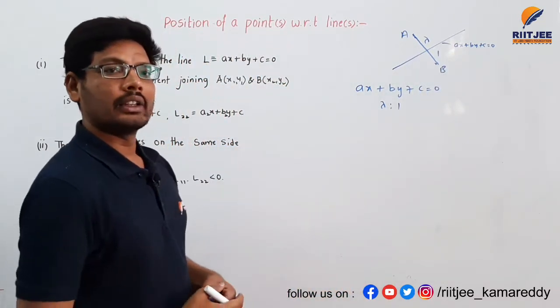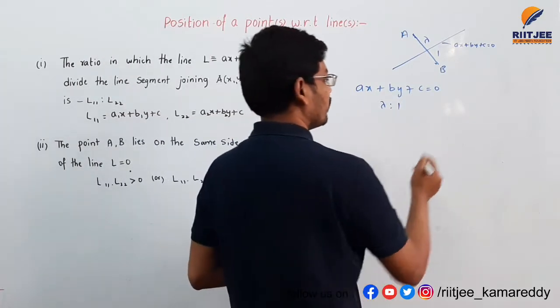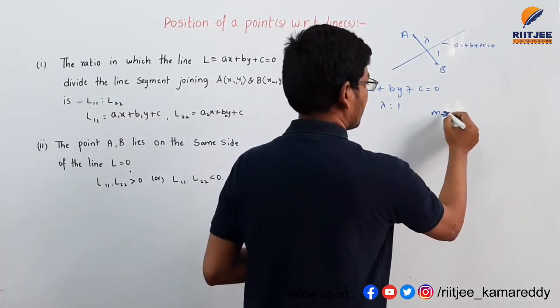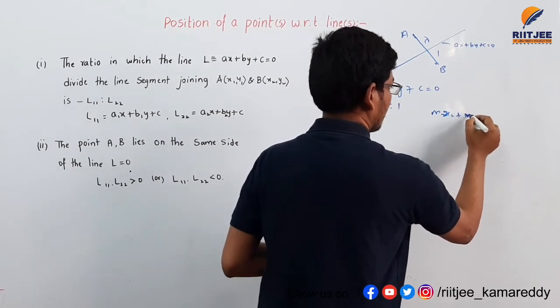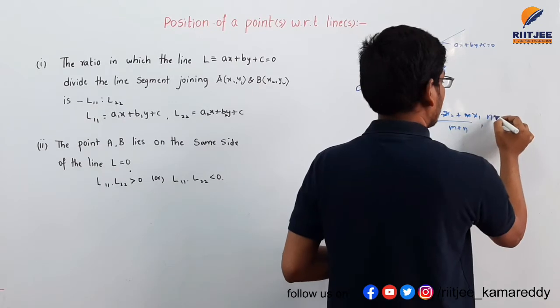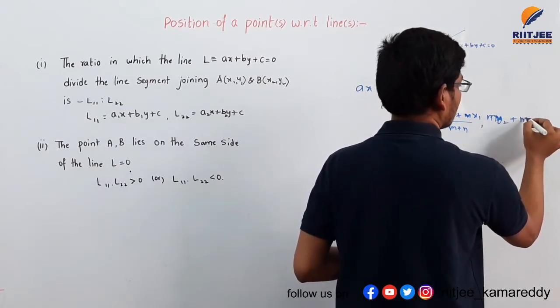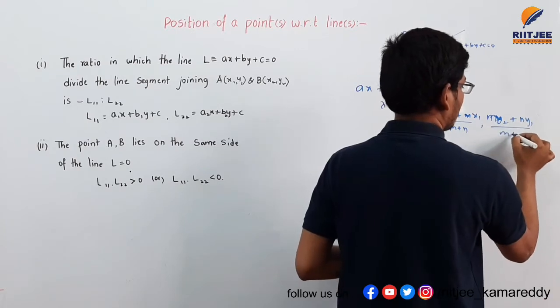So generally we know the section formula, the division formula: (m x2 plus n x1)/(m plus n) and (m y2 plus n y1)/(m plus n).